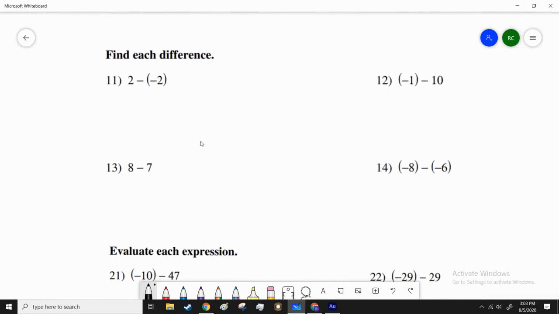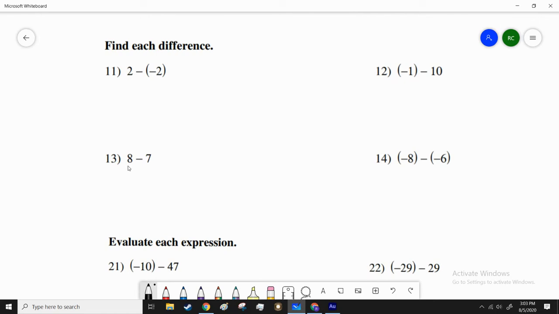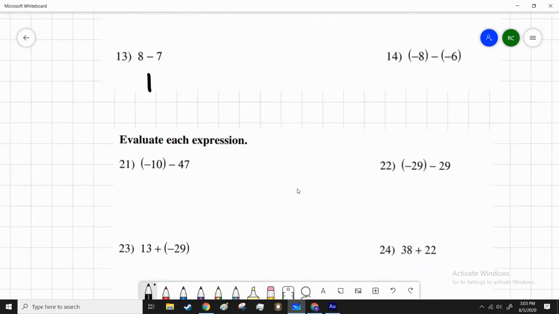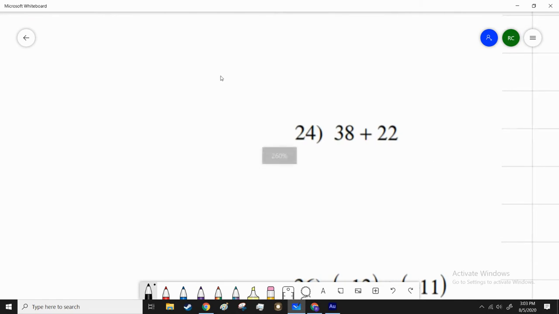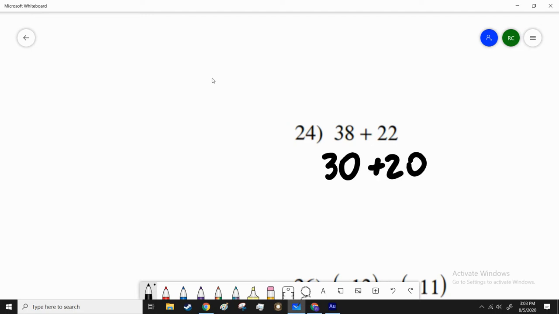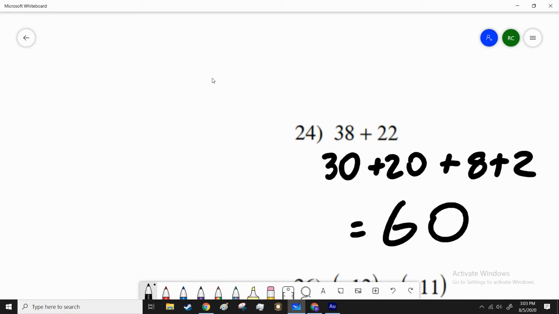2 minus negative 2, it could be 0. I don't know. I'm not going to mess with that. But 8 minus 7, I know what that is, right? 8 minus 7 is 1. And let's see, 38 plus 22, well, that's pretty big, but I think we can handle that. 38 plus 22. Well, let's see. 30 plus 20 is 50, and 8 plus 2 is 10. So I believe our answer is going to be 60.